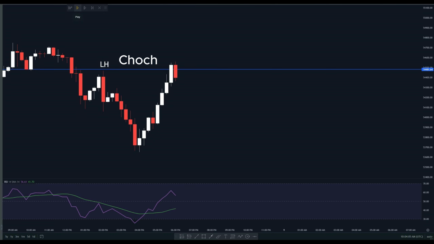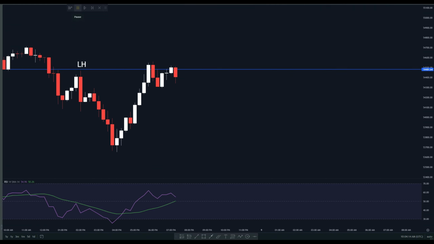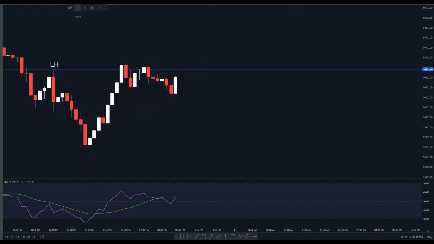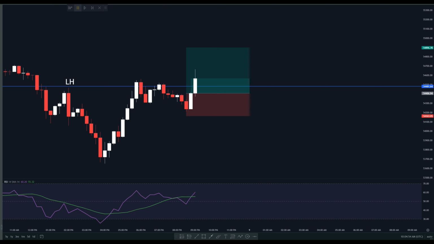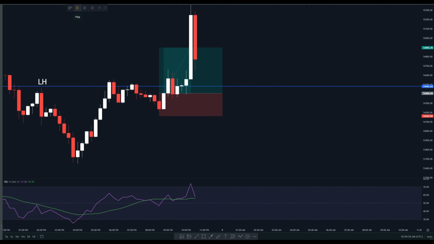And a change of character has been done here, but if we execute here, our stop loss will be bigger, so we will wait for a pullback. And here, after this pullback, we have a bullish engulfing candle here. It shows that the pullback has ended now, and price will continue moving upside. We can execute a long position here. And finally, we have a winning trade after 3 valid confirmations.